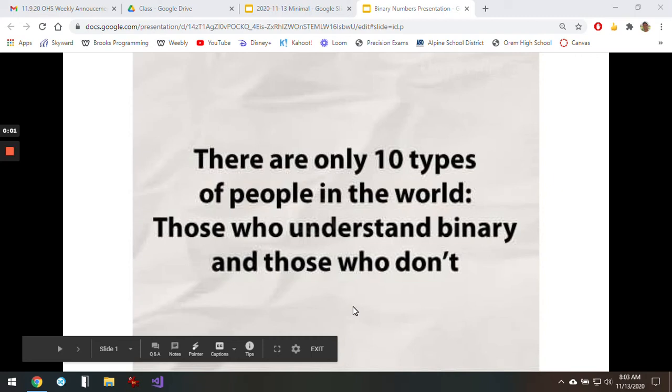There are only 10 types of people in the world: those who understand binary and those who don't. 10 in binary is 2. So if you understand binary, you get the joke. If you don't, you're scratching your head saying he's ludicrous.